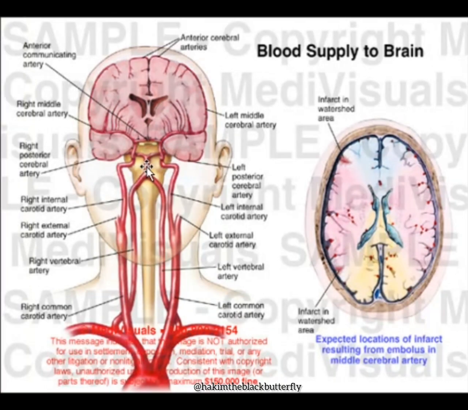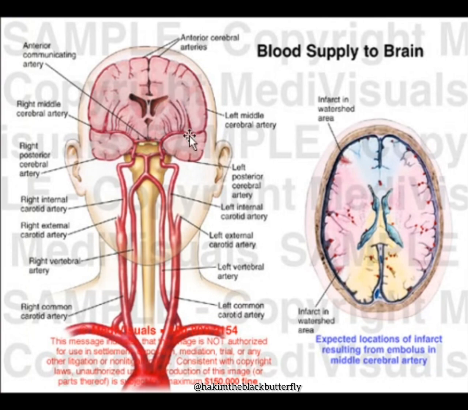So we have looked at two blood vessels which enter the cranial cavity to give their supply to the brain: the internal carotid, which passes through the carotid canal, and the two vertebral arteries, which pass through the foramen magnum, and then they access the cranial cavity.